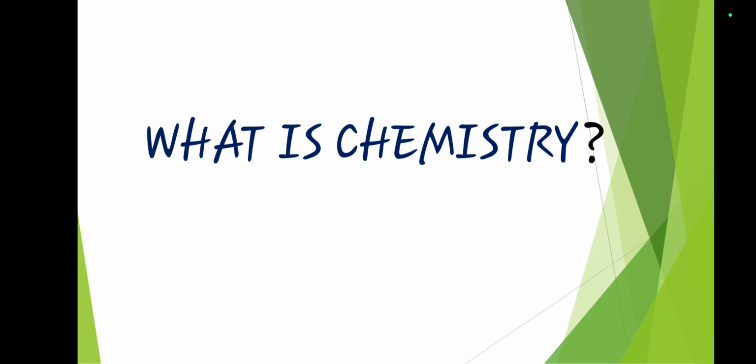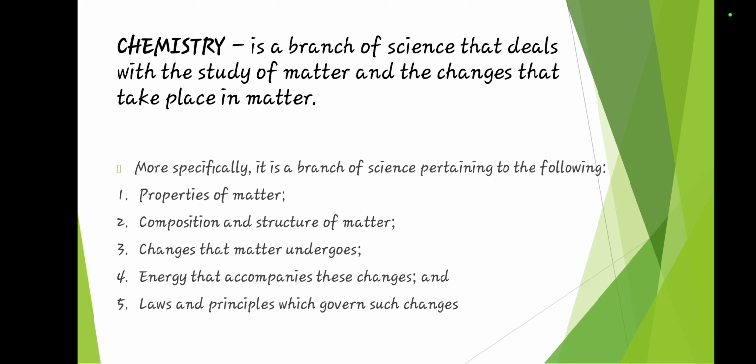So we can define chemistry as a branch of science that deals with the study of matter and the changes that take place in matter. Literally, chemistry is just the study of matter and the changes of matter. If we try to figure out the changes of matter, we will be dealing with the properties of matter, the composition and structure of matter, the changes that matter undergoes, the energy that accompanies these changes, and lastly, the laws and principles that govern the changes of matter. All of this focuses on the study of matter.